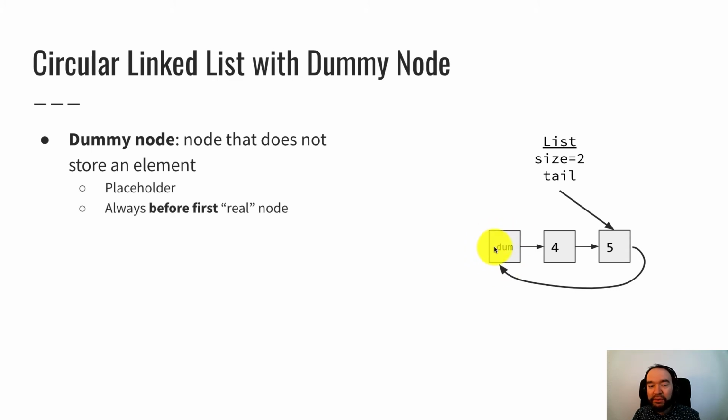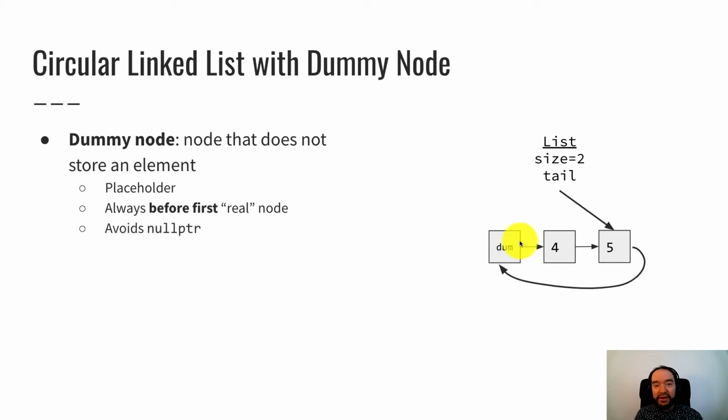And we will place one dummy node always before the first real node. So here I'm sketching a singly linked list that contains 4 and 5. 4 is the first real node that actually has an element in it, but to the left of that, there's this dummy node that's just there to keep the list organized.